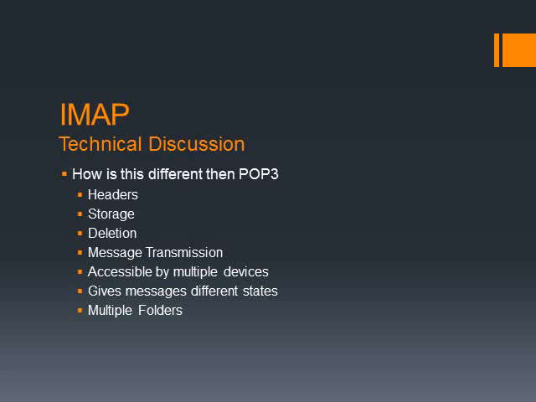So it also keeps messages in different states, meaning read and sent emails. You're able to create folders. This is a good advantage of IMAP. POP3 does not offer this. Also, you have multiple folders, where you can create the folders and drag and drop whatever email you want in there.